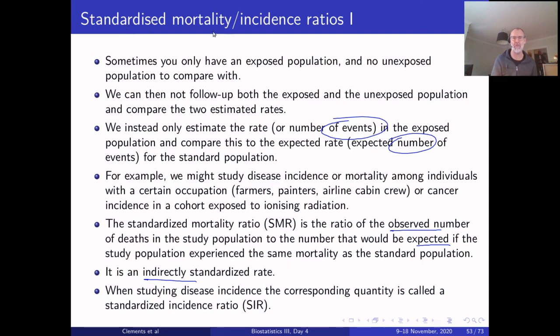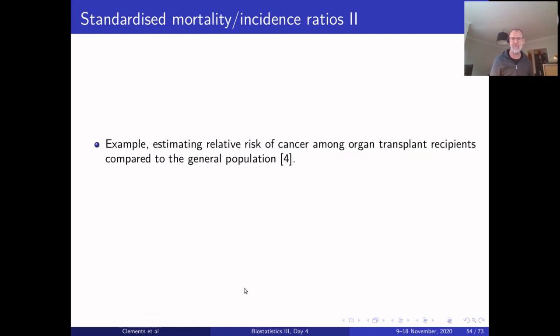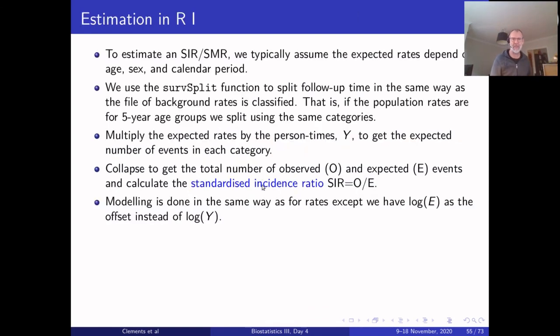We can either talk about standardized mortality ratios or standardized incidence ratios, depending upon the sorts of outcomes that we are working with. As an example, we may be interested in looking at the hazard ratio of cancer among organ transplant recipients compared to the general population, and there's a nice reference there.